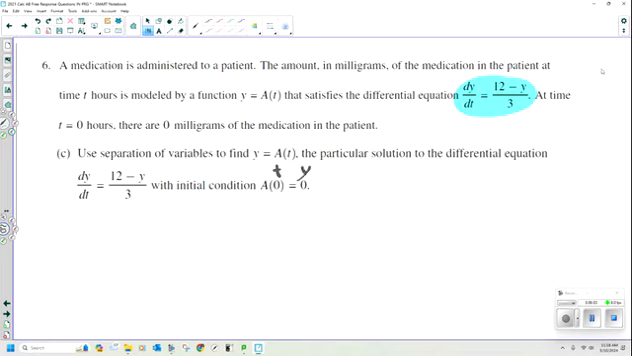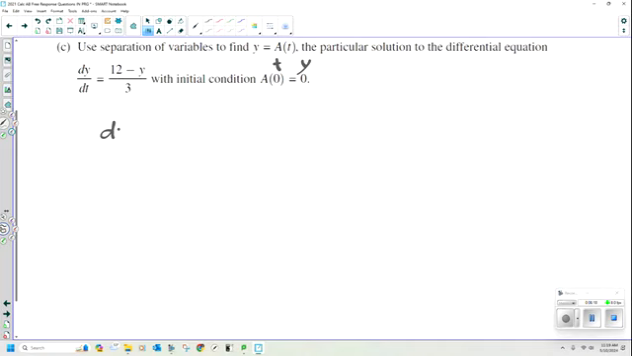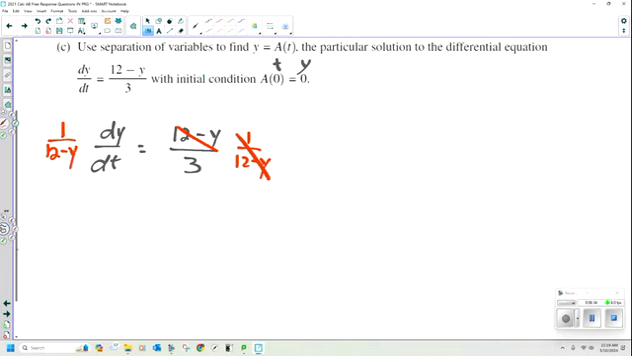So I am going to set this up. I'll rewrite this: dy/dt equals 12 minus y over 3. The first thing I'm going to do is multiply both sides by 1 over 12 minus y. Then the next thing, I'm going to multiply both sides by dt.